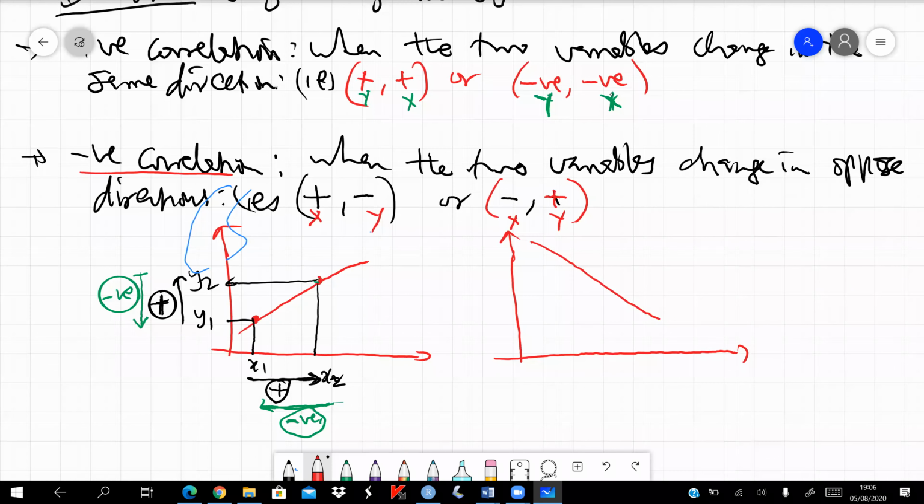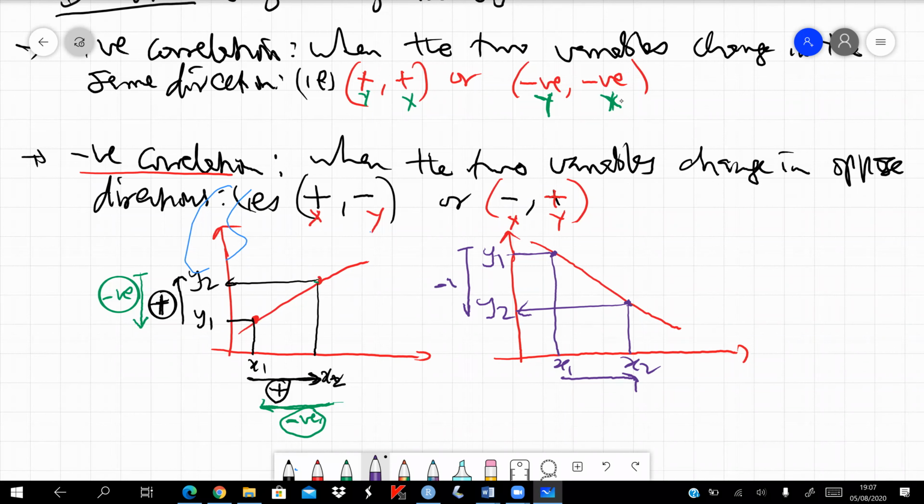So that's the general trend. If I pick a point here, a point there, and another point there, this is my X1, which corresponds to this value of Y1. Then if I increase X from X1 to X2, what happens to the value of Y? The value of Y comes here. So this is your Y2. This one goes down.